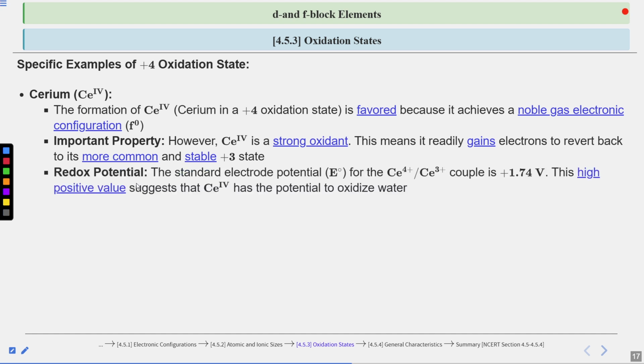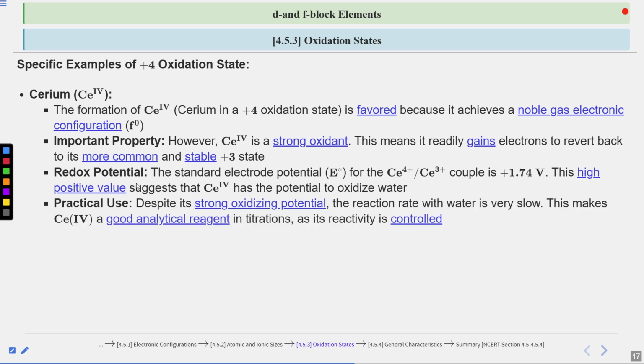The redox potential. The standard electrode potential for the Ce4+ to Ce3+ couple is +1.74 volt. So it has a positive value for the standard electrode potential, and this high positive value suggests that Ce4+ has the potential to oxidize water and reduce itself.